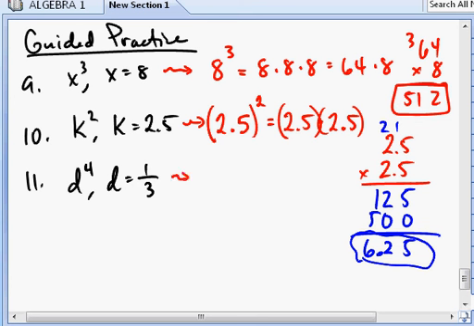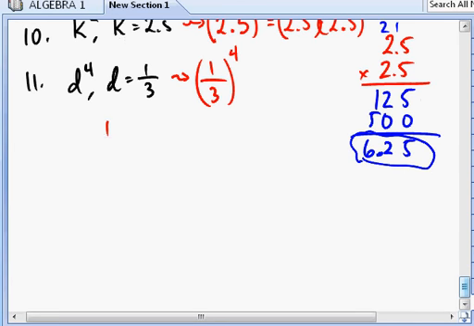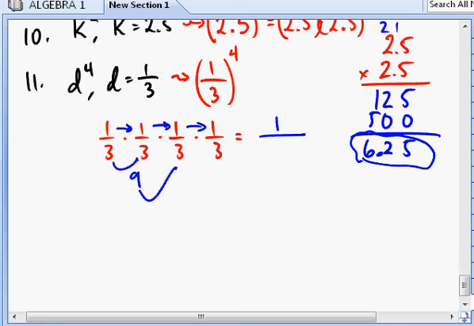Okay. This is 1 over 3 to the power of 4, right? That's 1/3 times 1/3 times 1/3 times 1/3. It's this. Right? Okay. Multiplying fractions, it's easier than adding. You don't have to have a common denominator or anything. You just multiply the tops, multiply the bottoms, right? 1 times 1 times 1 times 1 is 1. 3 times 3 makes 9. 9 times 3 is 27. 27 times 3? 81. Good.